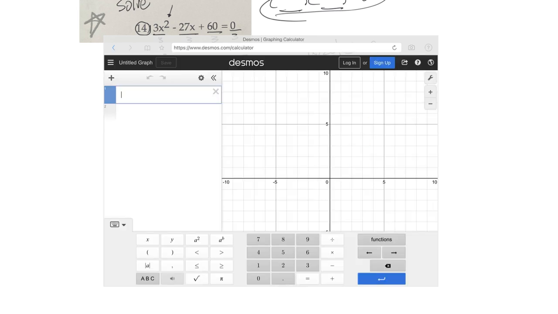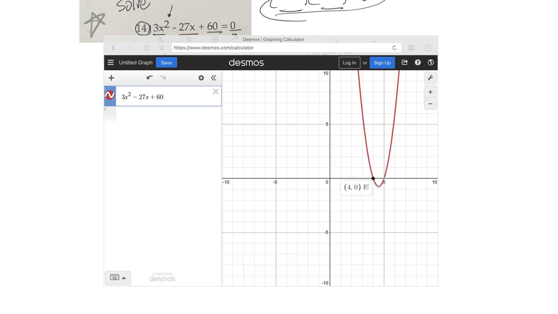So I want to type in 3x squared minus 27x. Oh, I'll show you a couple ways to check it. Plus 60. So there on my graphing calculator, I have at 4 and 5, those are the two answers. So you can find that from the graph.